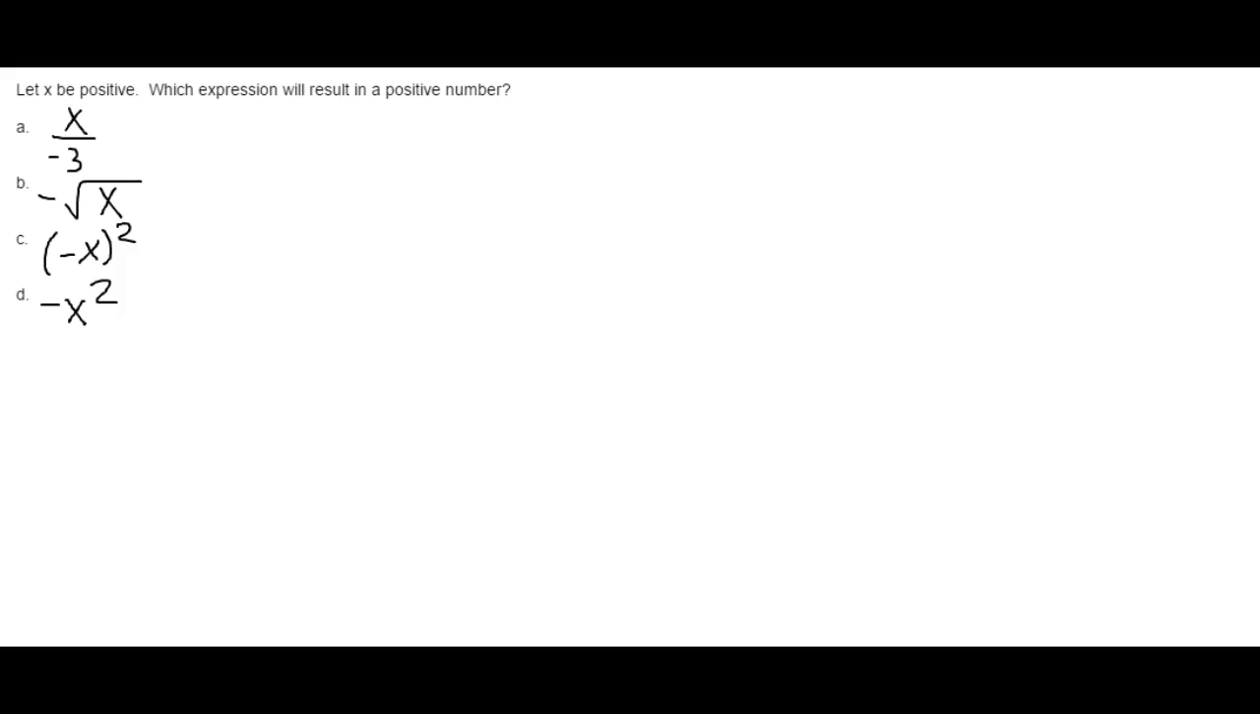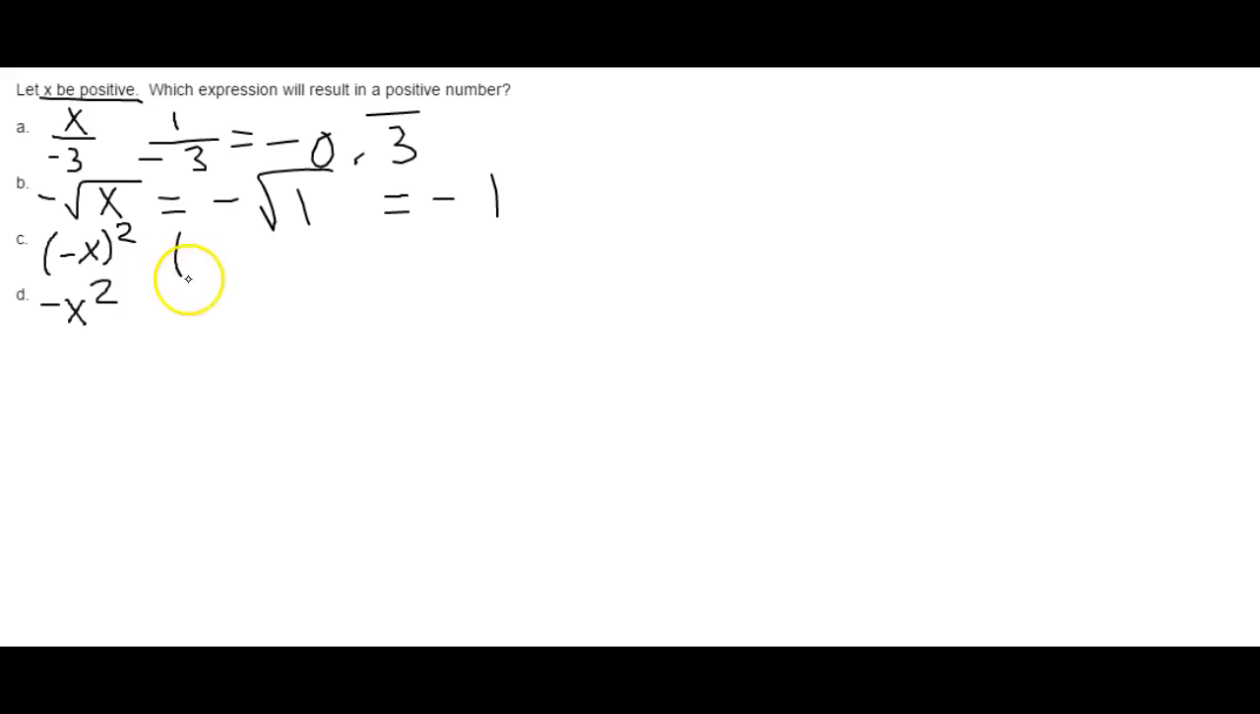So here's an example problem. Let x be positive. Which expression will result in a positive number? So anytime we have this kind of general rule, it's good to just pick a positive number. I'm going to pick positive 1. 1 divided by negative 3 is negative 0.333 repeating, so it came out negative. Negative square root x, negative square root 1. If we plug square root of 1 into a calculator, that's 1, and the negative was in front, so we get negative 1.